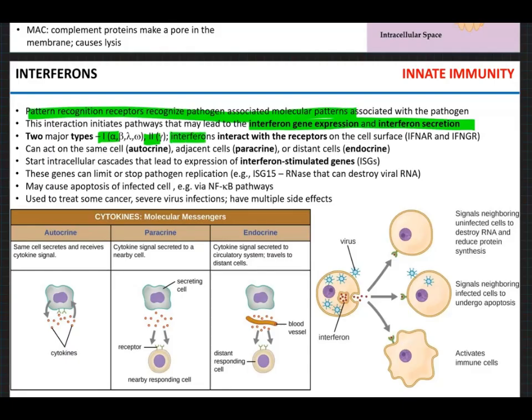So these interferons, since they are proteins, react with the interferon receptors on the surface and lead to the expression of so-called interferon-stimulated genes, or ISGs. ISGs function to limit or stop pathogen replication. Okay? Does that make sense?